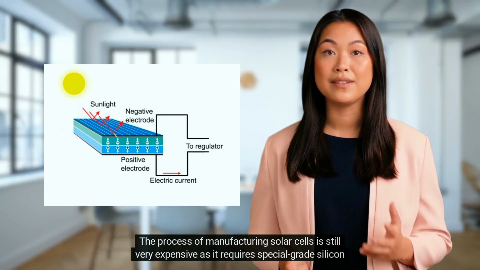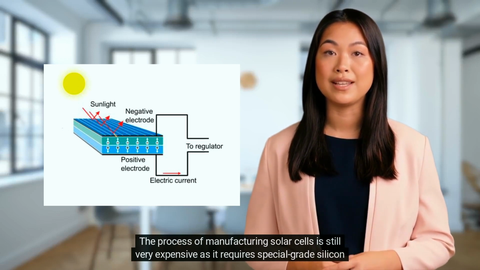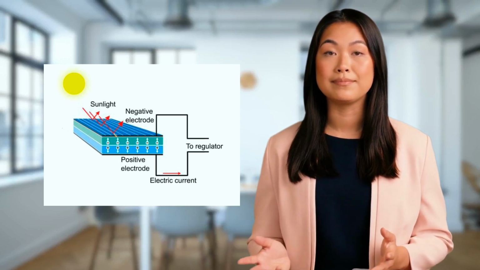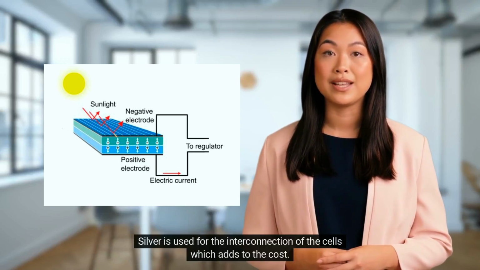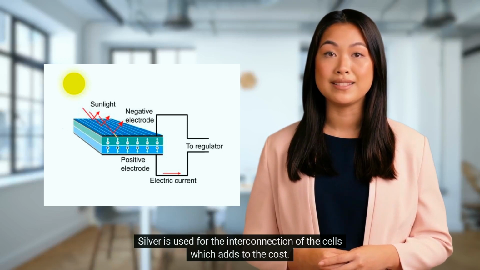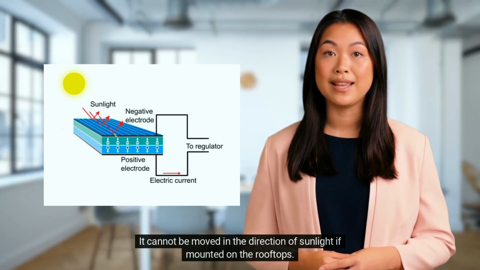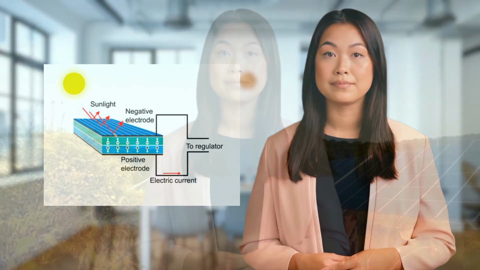Disadvantages include: 1. The process of manufacturing solar cells is still very expensive as it requires special-grade silicon, which is very limited. Silver is used for the interconnection of the cells, which adds to the cost. 2. It cannot be moved in the direction of sunlight if mounted on the rooftops.